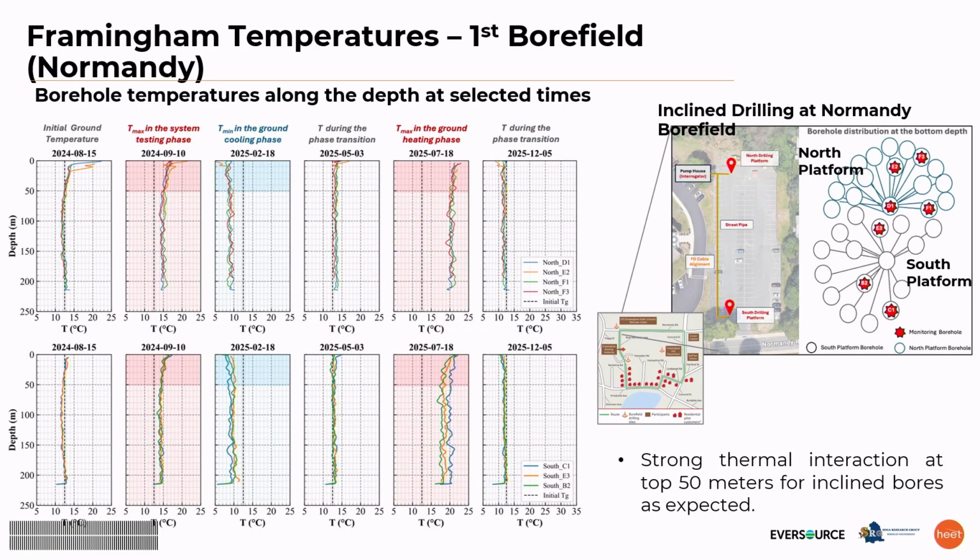We can also look at this data in depth, like the profiles that José showed. And what we notice is that in the top 50 meters, there is more thermal interference. Now, this is expected, and it's nice that we observe it, because these boreholes are in this pyramid configuration. They're closer together at the surface. So we notice this in the summer when the ground is heating, and we also notice this in the winter when the ground is cooling.